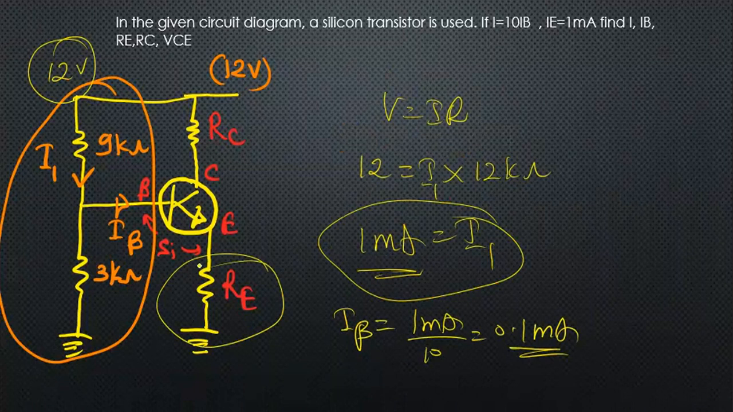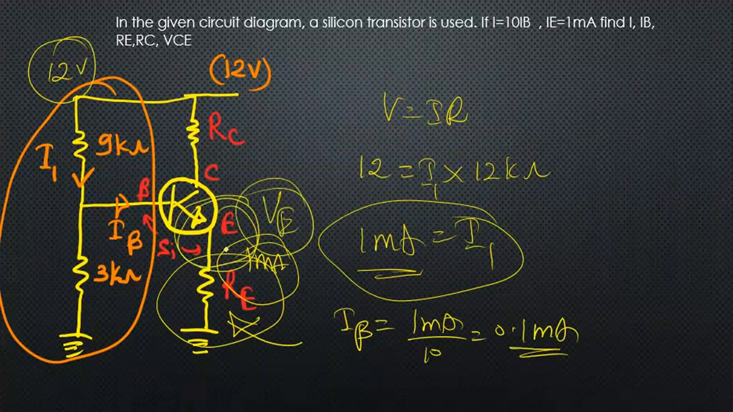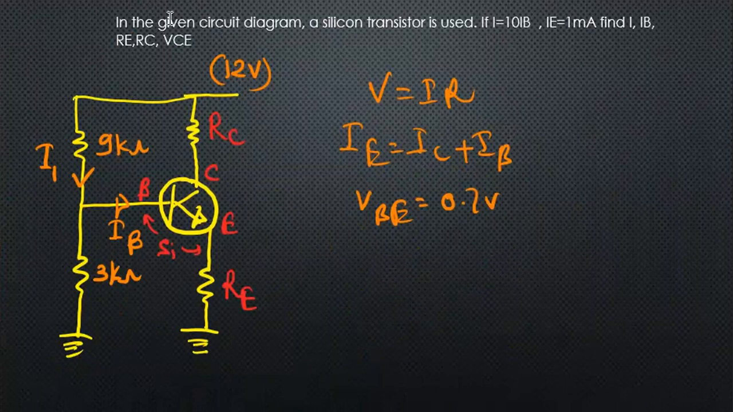Then RE we can find. To find RE, we need to know the IE current. It's given IE is 1 milliampere. Now to find RE, we need to apply V equals IR for this resistor. To apply V equals IR, we need the potential at E, or VE. How do we find VE? We need the potential at this point, the base. If we can find that, then we can find the potential at E.